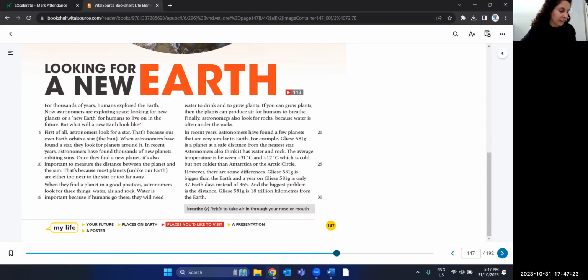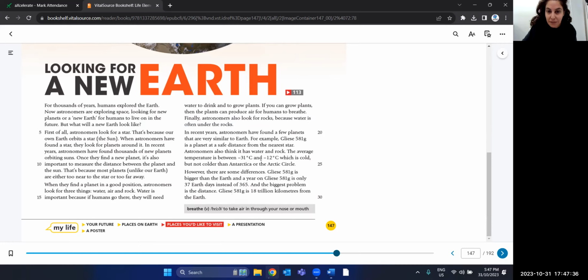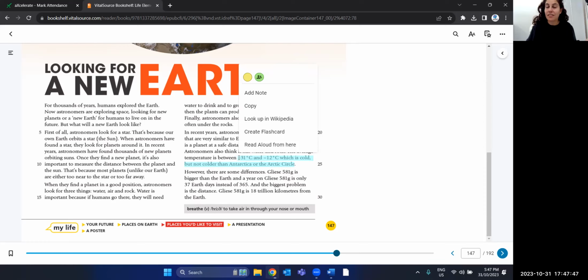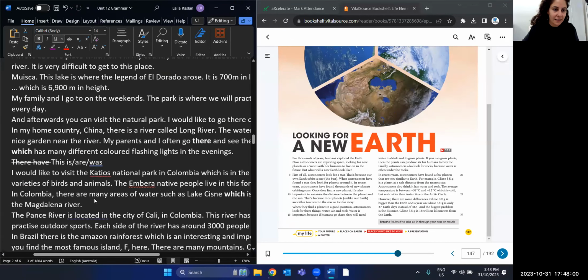So number D, I reckon it comes from this sentence. And the last one, humans can live in those temperatures. It must be here, the average temperature, which is cold, but not colder than Antarctica. So we can live there. Because if we can go to Antarctica and Arctic and survive, then we can live in those temperatures, -31 and -12. Okay, so that's the answers.